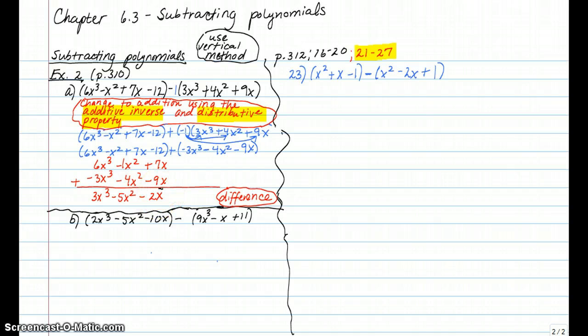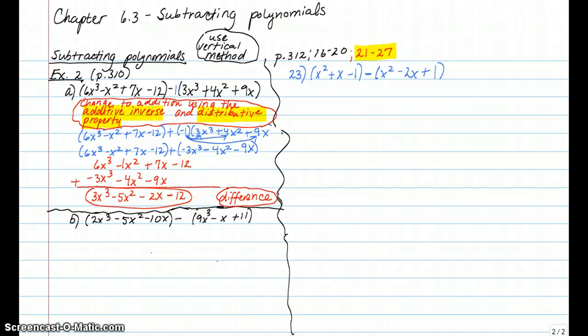And then there's not a one-to-one correlation, because in the first term you have a minus 12 plus nothing, which is still going to be minus 12. So the difference for problem A is 3x cubed minus 5x squared minus 2x minus 12.